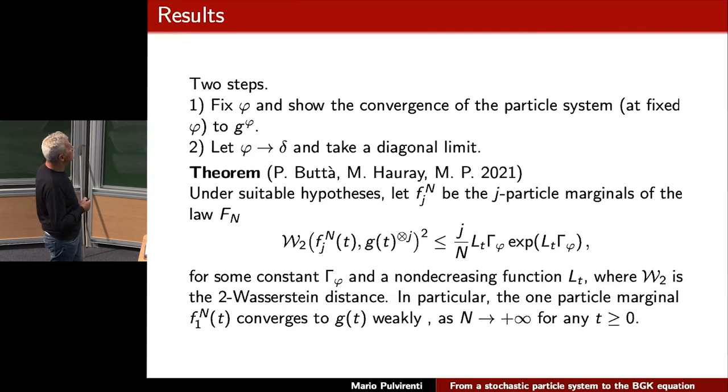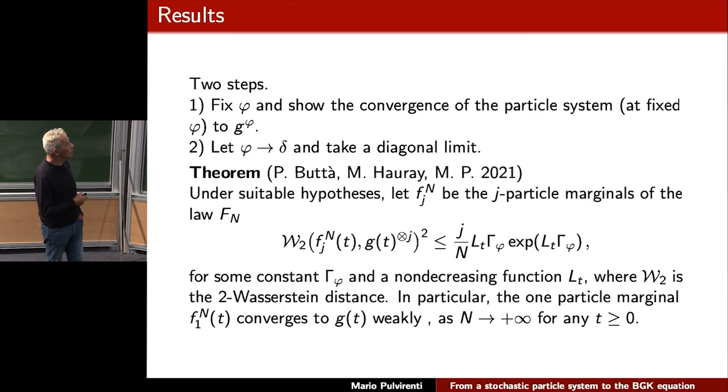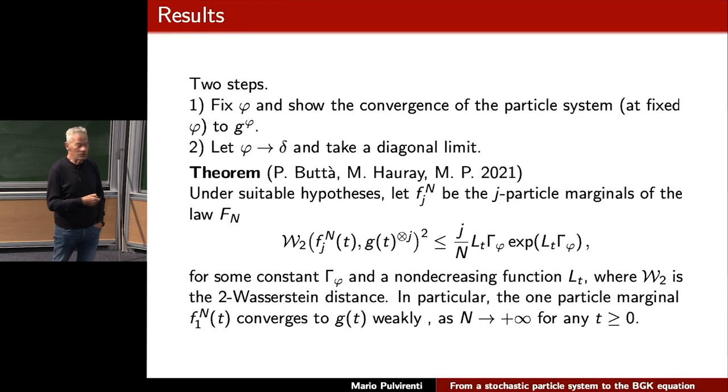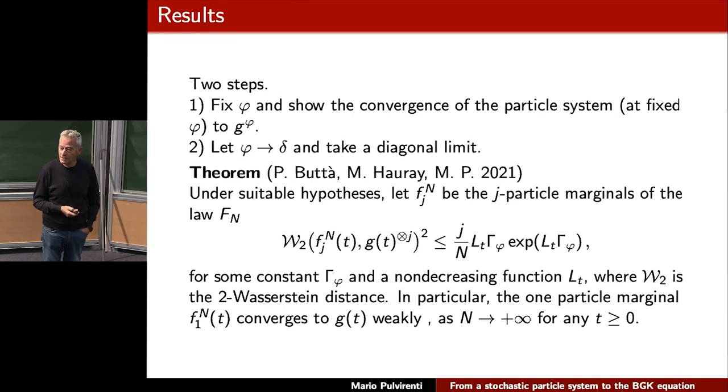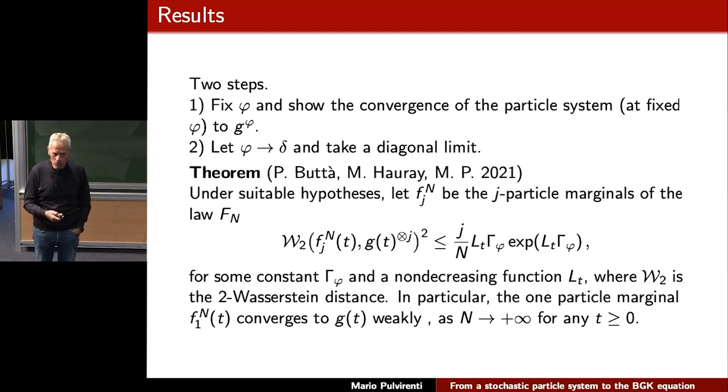And then you make phi tend to delta at the level of the limiting equation. And this is a pure PDE problem. And you show that G^phi converges to the solution, the real solution of BGK. Then, of course, you can take the diagonal limit, n going to infinity simultaneously with delta going to zero, according to the estimates you have. And this is very not honest, in the sense that the physics usually prescribes a fixed law of that. We are ignoring this.